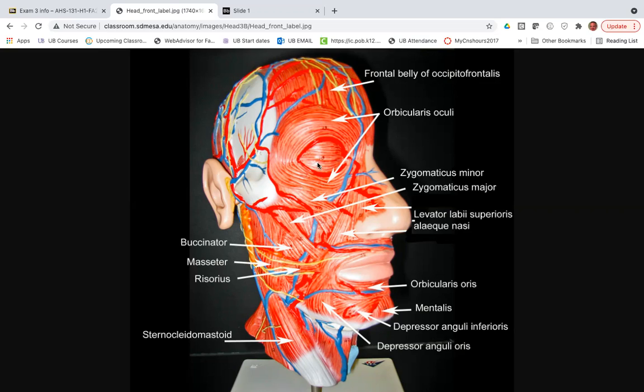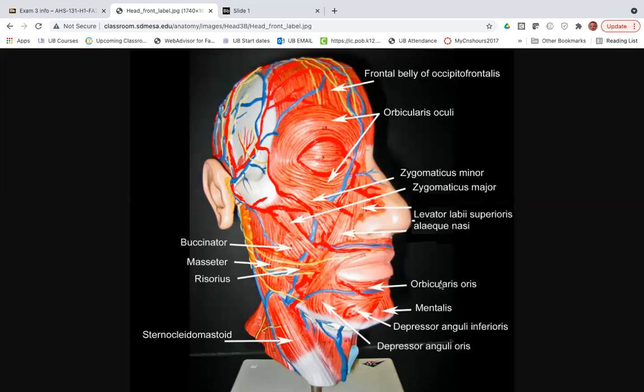Going around the eye, orbicularis oculi. Now, remember I mentioned there are rhomboid minor, rhomboid major, teres minor, teres major. Now, where the zygomatic bone is, the cheekbone, we're going to see a zygomatic minor and a zygomatic major. Minors are always above majors. Even on the rhomboids, it was rhomboid minor, superior, and rhomboid major, inferior. With the zygomatic, minor is superior, major is inferior.